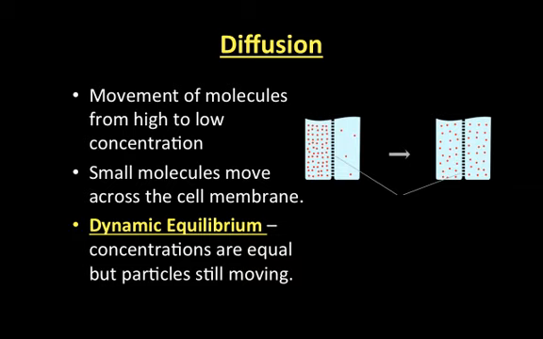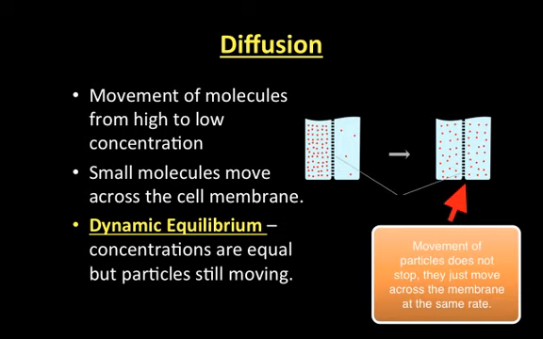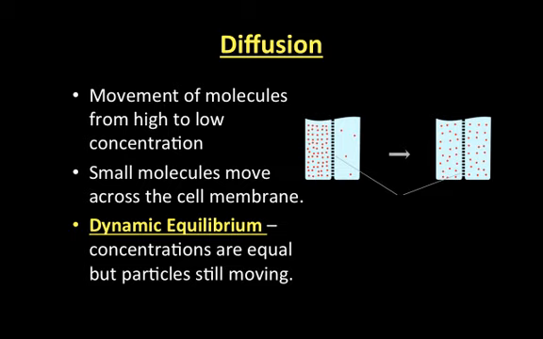And something to keep in mind is that it doesn't just stop. Movement of particles does not just stop because they're equal on both sides. This is what's called dynamic equilibrium. So even though there's no net movement, that is, there's the same amount on each side, particles are still moving all around. So I don't want you to think that just because it evens itself out, the movement stops. That's not the case. It's just that the movement from one side to the other is equal. That's where we get the term dynamic equilibrium from. So diffusion: high to low, no extra energy, pretty simple, pretty straightforward.